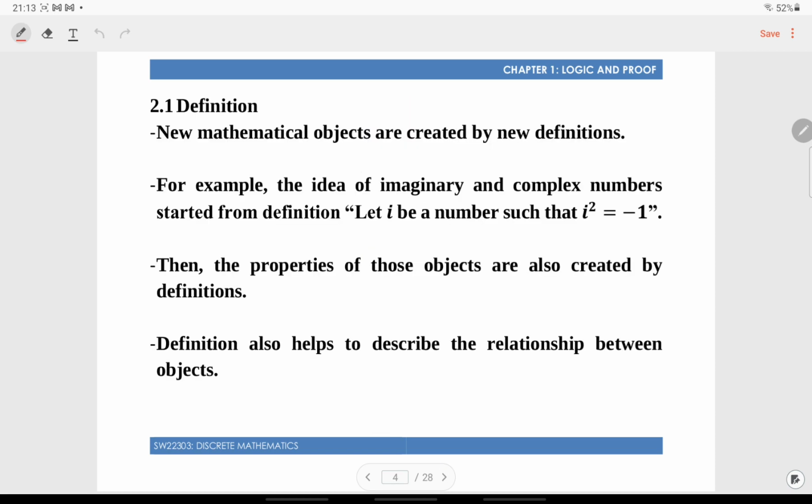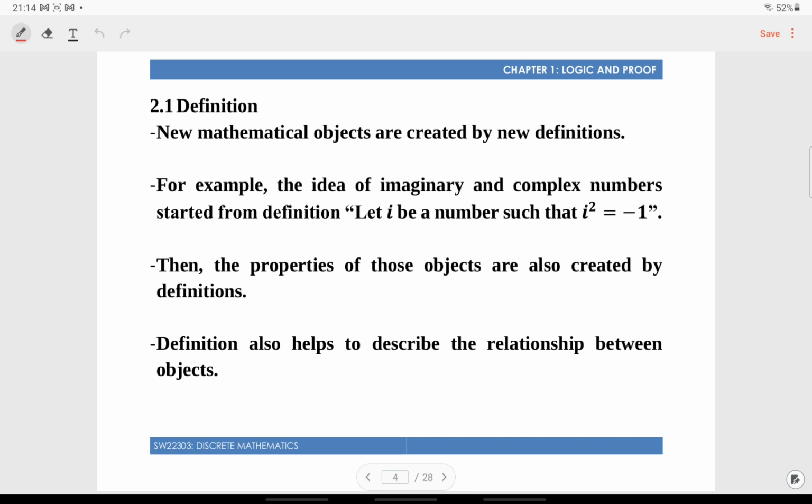Okay, now we move to the next topic regarding definition, because other than proof, we also have definition, which is very important in mathematics. So new mathematical objects are created by new definitions. For example, the idea of imaginary and complex numbers.